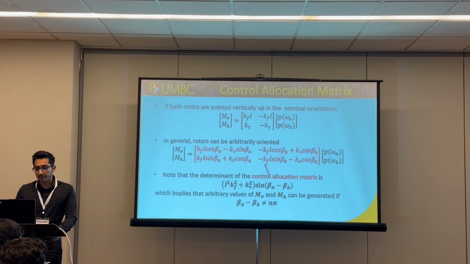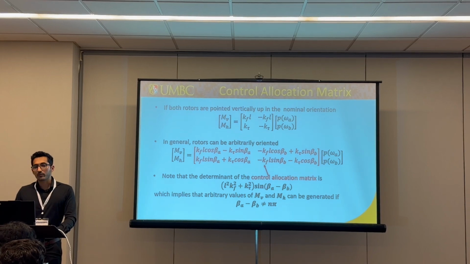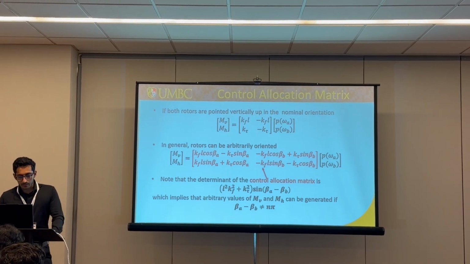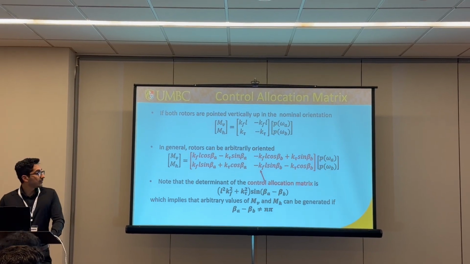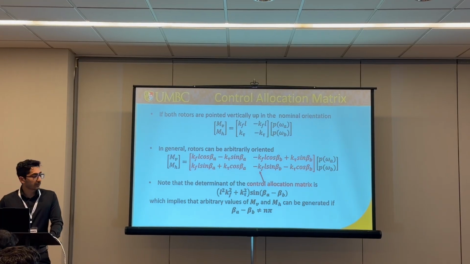And here you can see the determinant of this control allocation matrix. When the sine becomes 0, we lose the controllability.